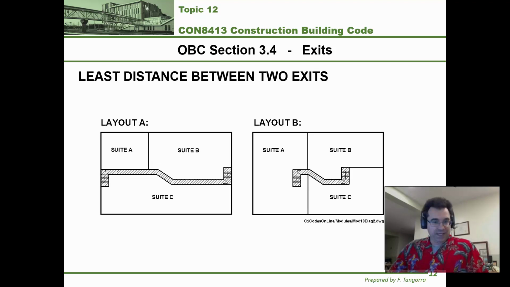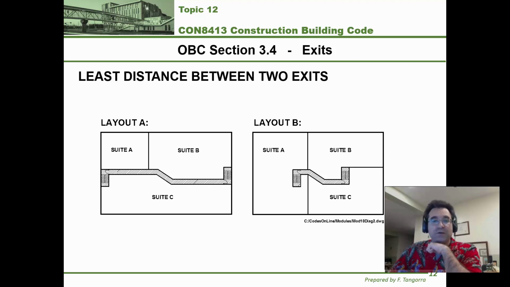How about then the minimum distance between exits? We know you need at least 2 exits per floor. How far apart must they be? Should they be as far apart as possible? As close as possible? Well, the building code does have something to say about that. I've given you here 2 layouts. One that shows exits that are super far apart, one that shows exits that are super close together.